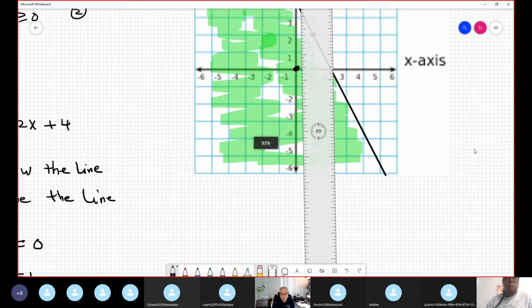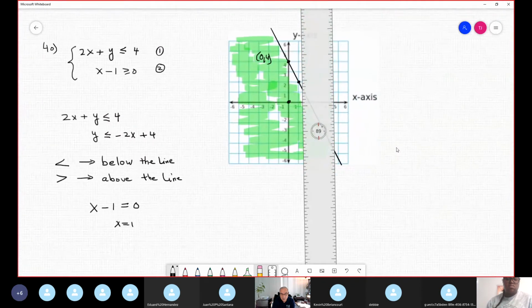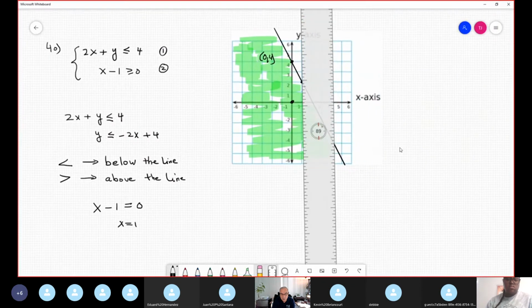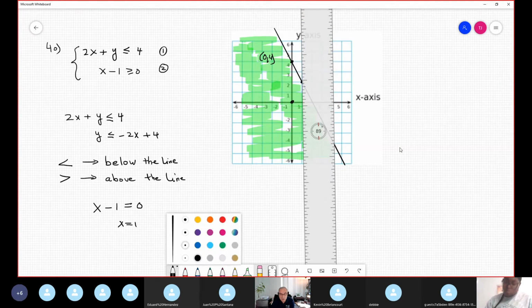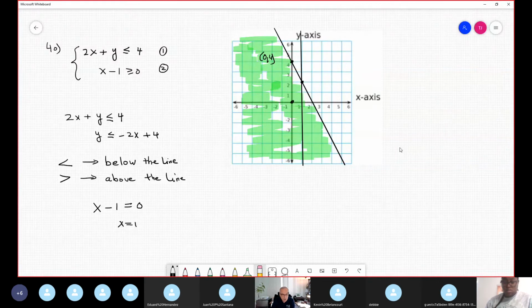Over there, let me zoom. Wow, I don't like this. There you go. It's this. Okay, vertical line. Good.